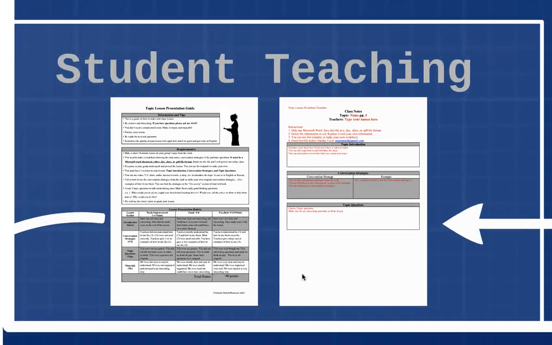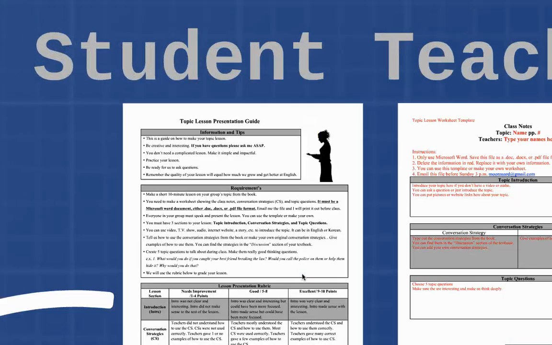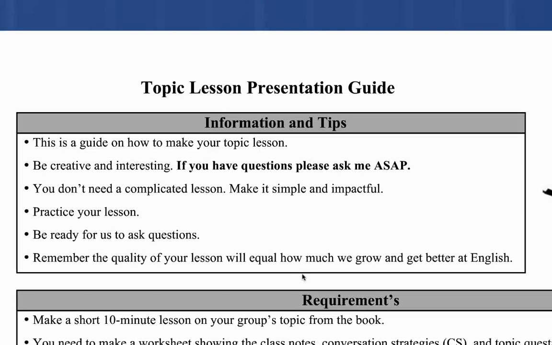Next, let's look at student teaching. As I said before, for each lesson or each topic, one group is going to present a lesson to us on a topic. This paper is just some information and tips on how to make your lesson. Make sure to be really creative and interesting. We don't want a boring lesson. We don't want to fall asleep. And if you have any questions, please ask me.